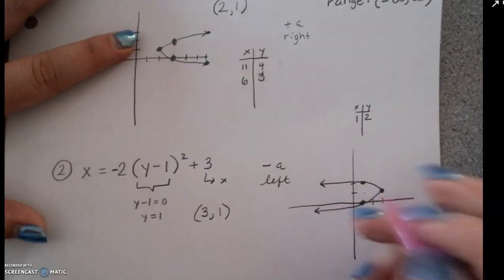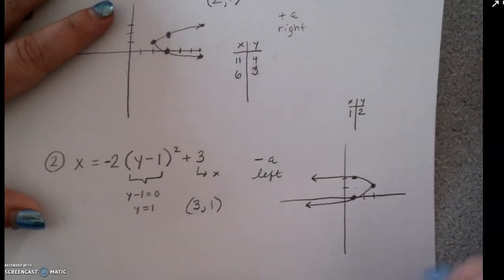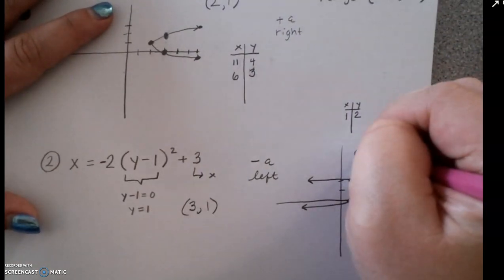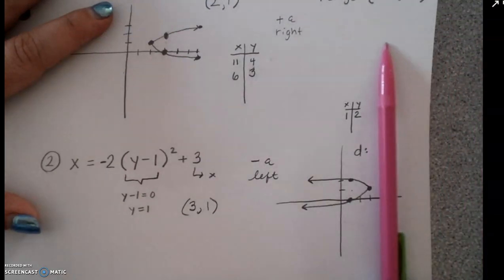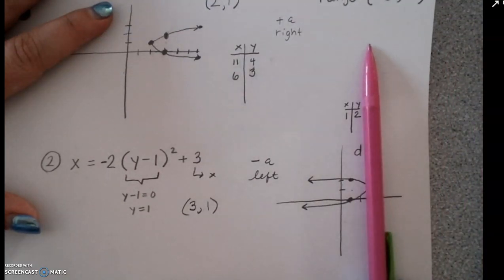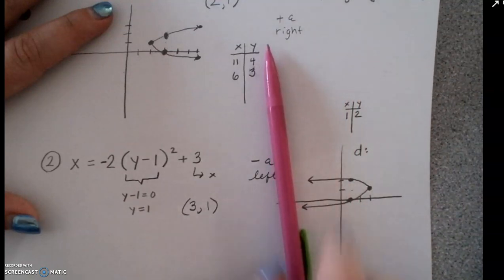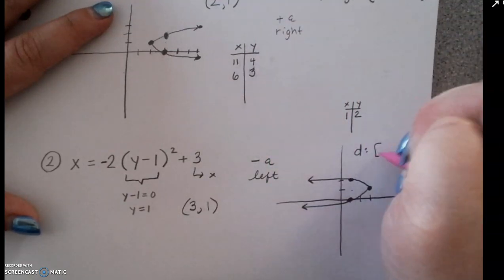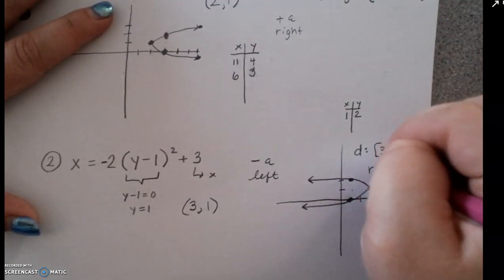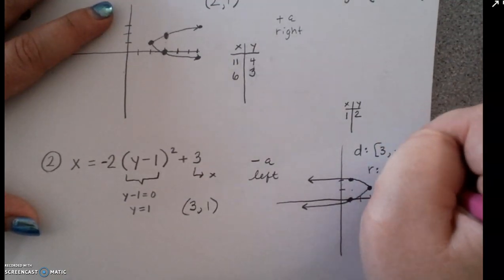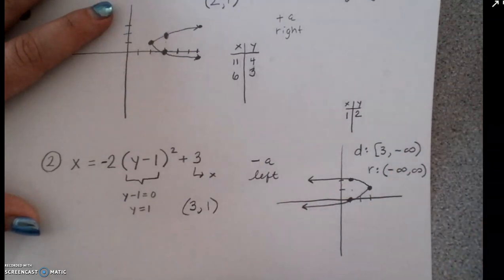Everything's backwards. I'm going to say that until you're sick of it. So now domain is where it starts. So it starts at 3. And it's going left. So it's going to negative infinity. And my range is always all real numbers.